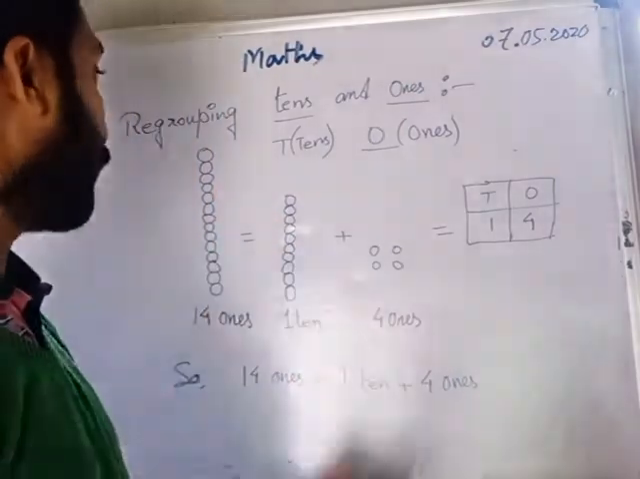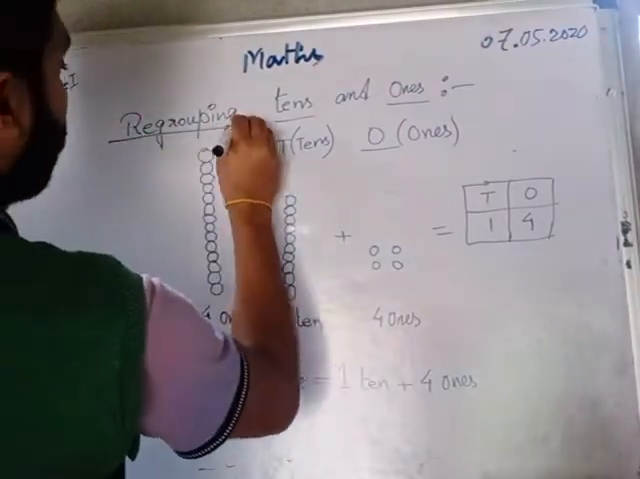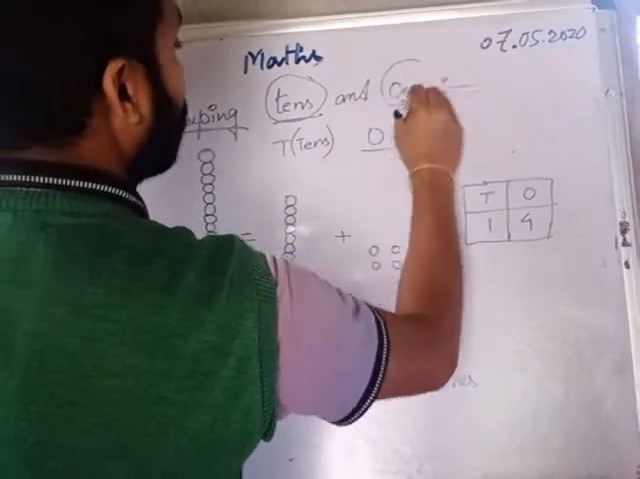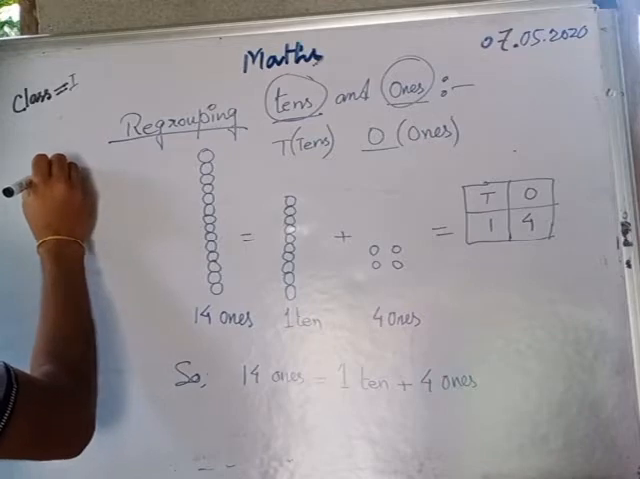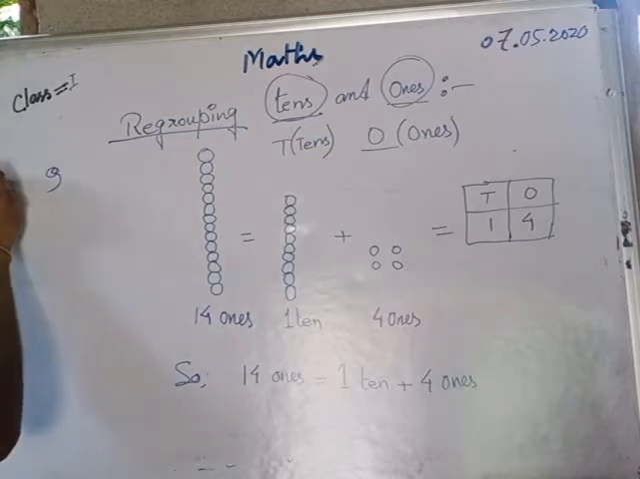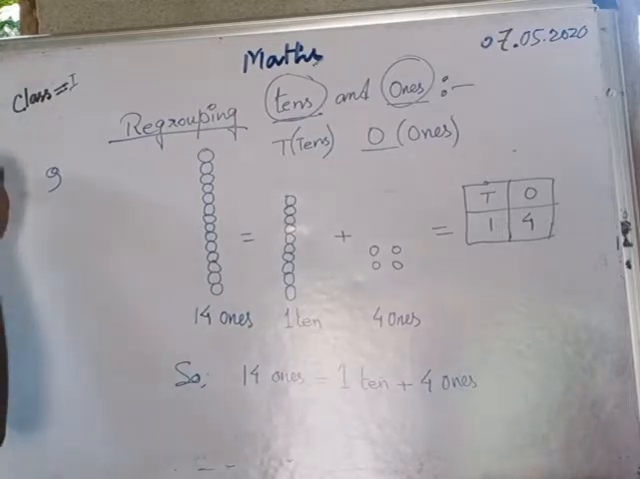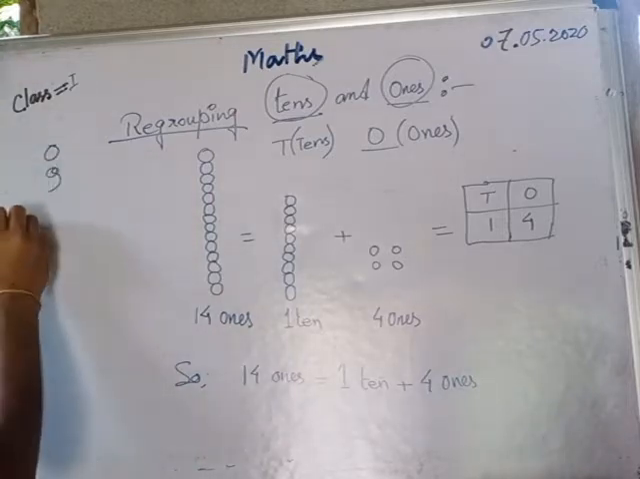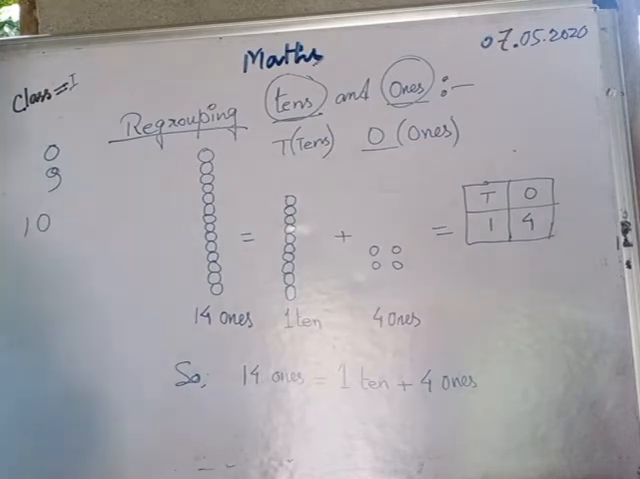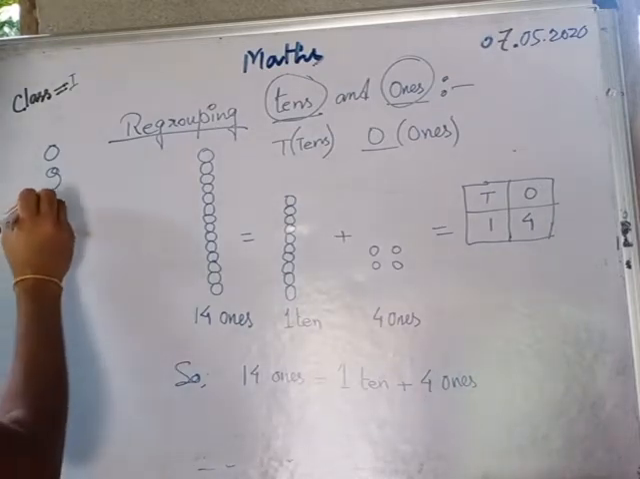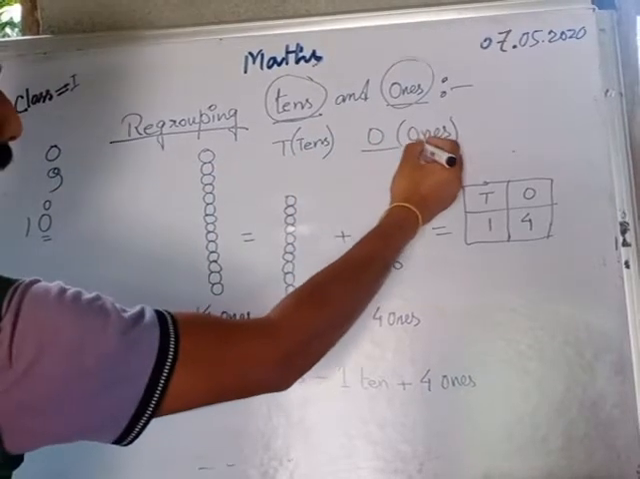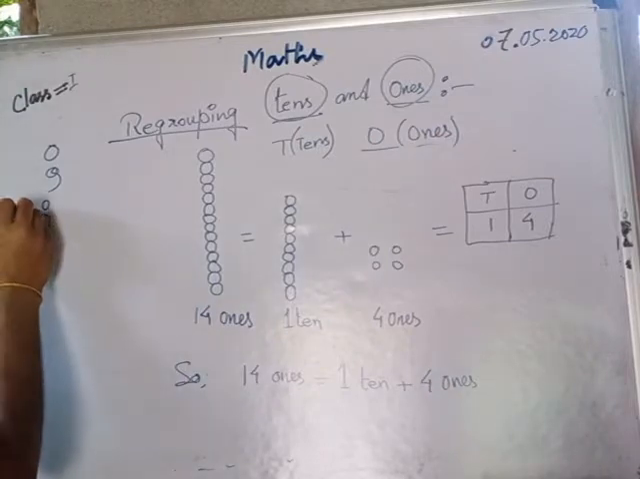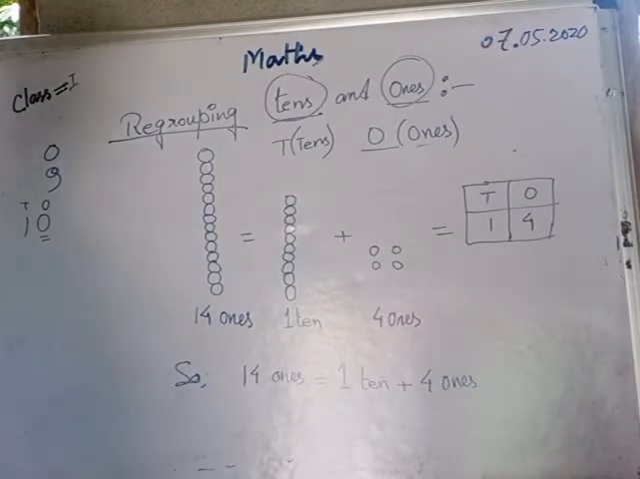Today I will start class 1 maths. Regrouping tens and ones. What is tens and ones? When you should write here, suppose 9, 2, that is, if it is a one digit number, that means it is ones place. If we should write here two digit numbers, that means 0 is at the place of ones, and 1 is at the place of tens.